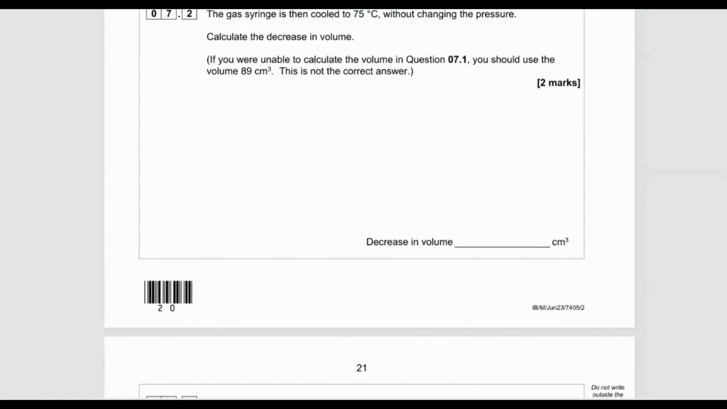Question 7.2. The gas syringe is then cooled to 75 degrees without changing the pressure. Calculate the decrease in volume. If you were unable to calculate the volume in question 7.1, you should use the volume 89 centimeter cubed. That is not the correct answer. So we know that the temperature went from 95 to 75, so that's 368 to 348. All we need to do is plug all these numbers back into the calculation and rework it out.